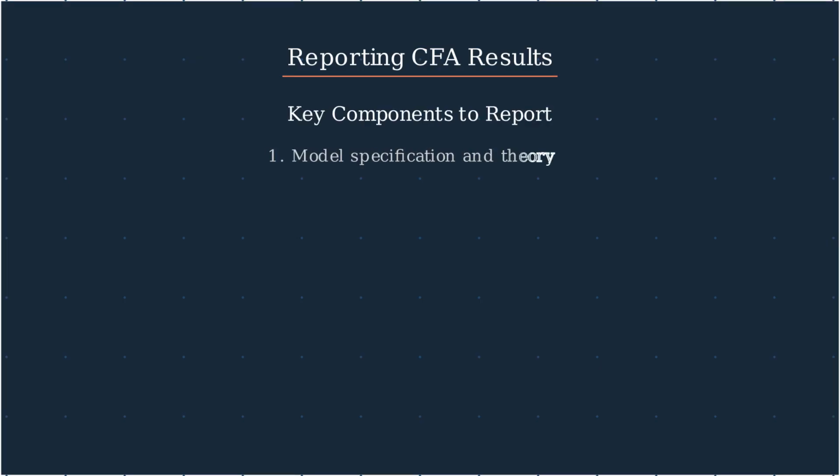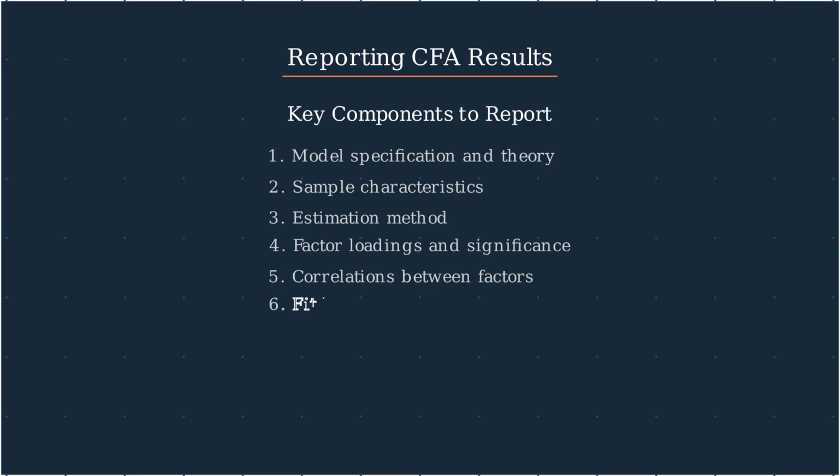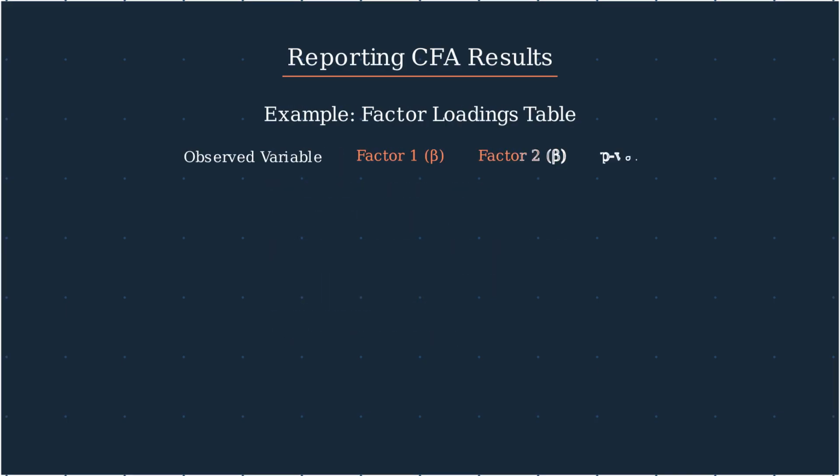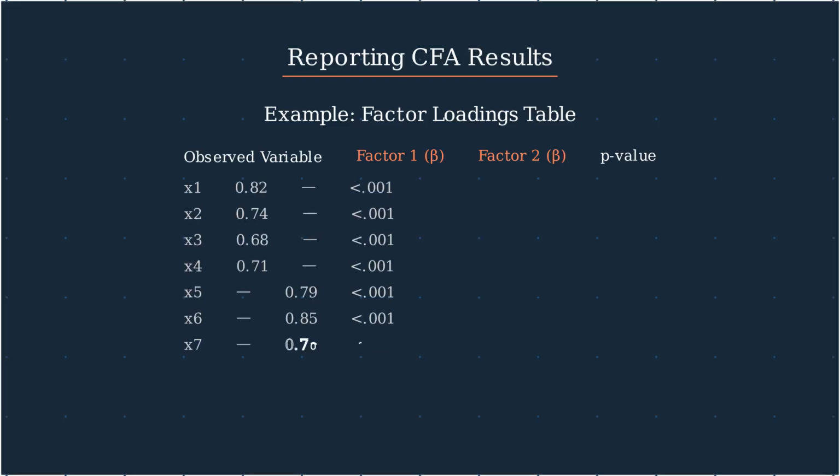Proper reporting of confirmatory factor analysis results is crucial for transparency and replication. When publishing CFA results, you should include several key components to ensure your readers fully understand your analysis. Factor loadings should be reported in a clear table. This example shows standardized loadings for 2 factors with dash marks indicating non-significant paths.